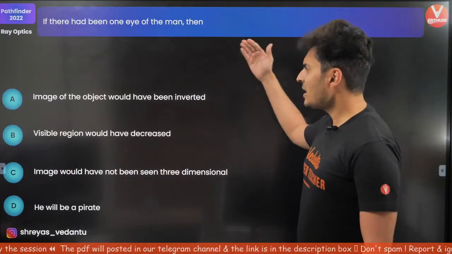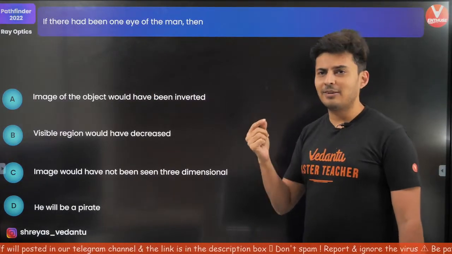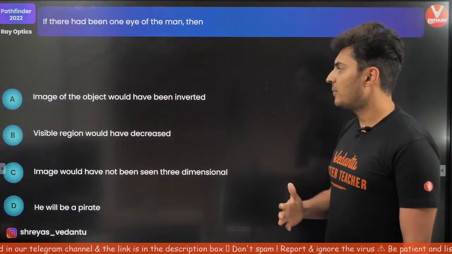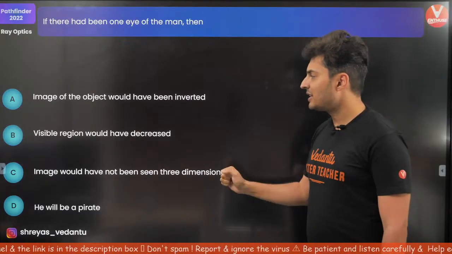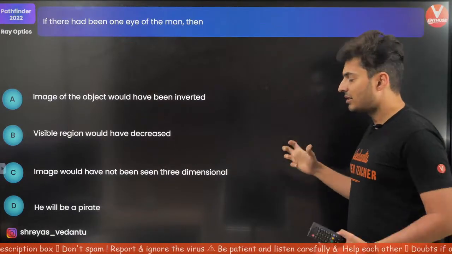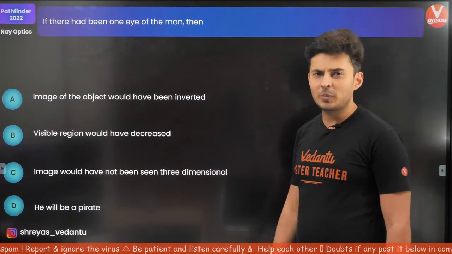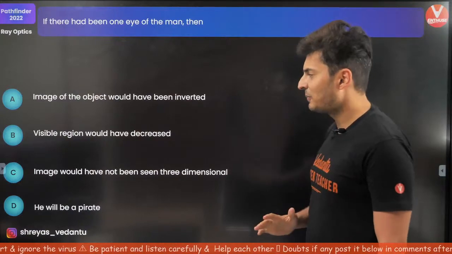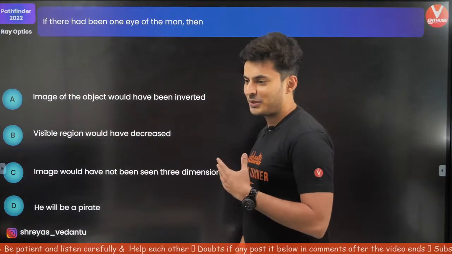Don't worry. Here it is. If you had a person who had only one eye, then what do you think will happen? A: The image of the object would have been inverted. B: The visible region would have decreased. C: Image would have not been seen in 3 dimensions. D: He will be a pirate. More than one option is possible in this question. JEE Advanced type. Let's see how many of you can solve this.